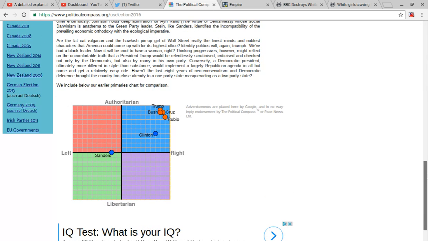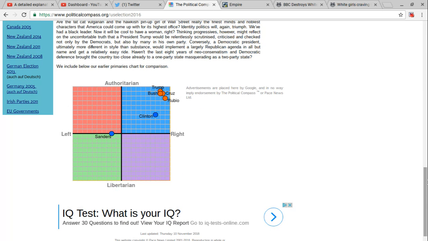And down here is earlier primaries, where you see Sanders is basically riding the line on the left. He's not bottom left or bottom right, not authoritarian, not libertarian, but still left leaning. Clinton and Trump are kind of in the same positions, and then you got Cruz, Bush, Rubio, just kind of lumped in near Trump as well.